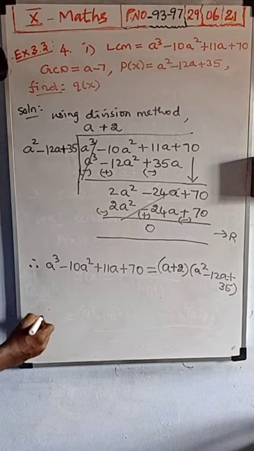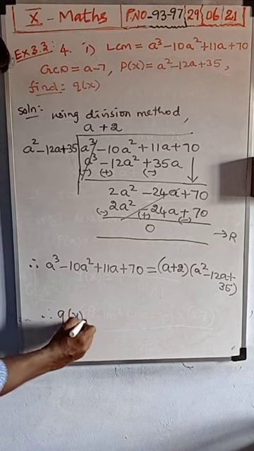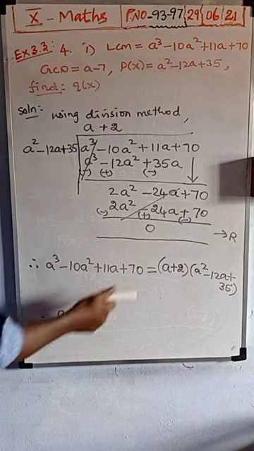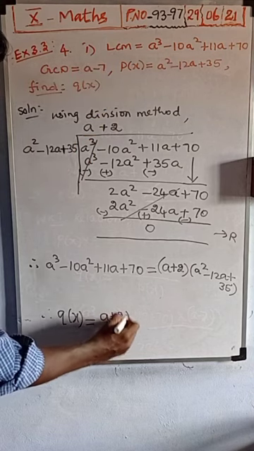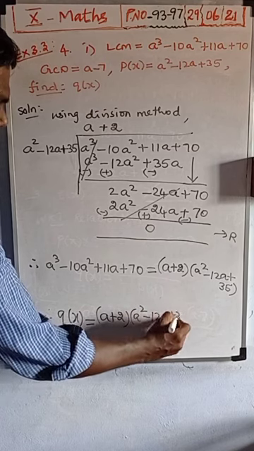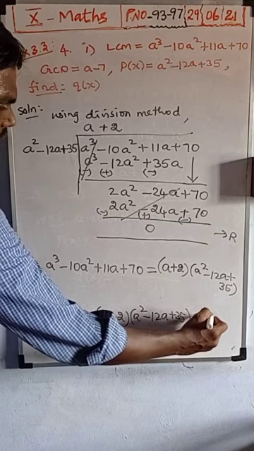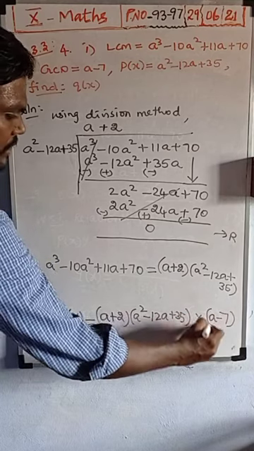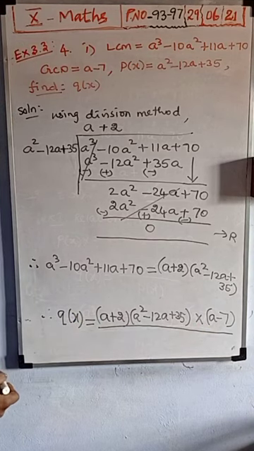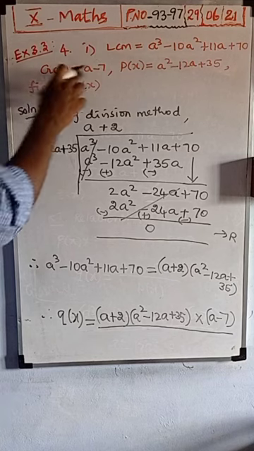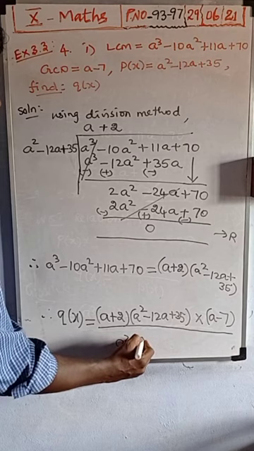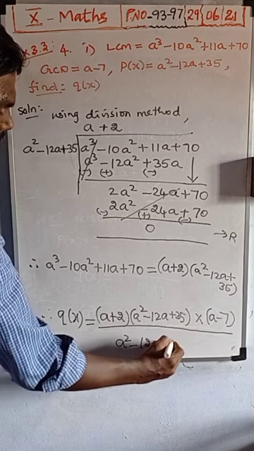Therefore q of x is equal to the first factor. The LCM factor is this, so you substitute: a plus 2 into a square minus 12a plus 35 into GCD, which is a minus 7, whole divided by, sorry, here LCM is GCD divided by P of x. What is P of x? A square minus 12a plus 35.